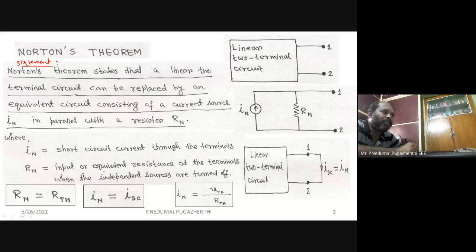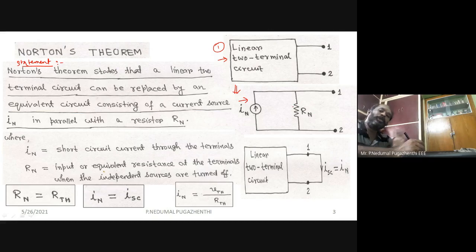Norton's theorem states that a linear two-terminal network like this can be replaced by an equivalent circuit consisting of a current source in parallel with a resistor: a current source IN in parallel with a resistor RN.